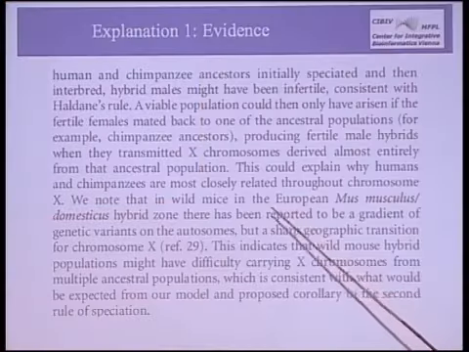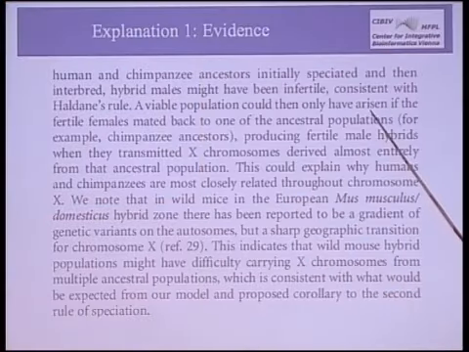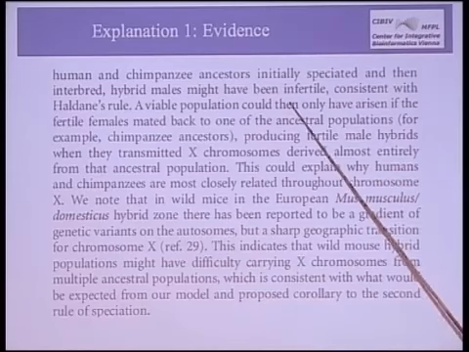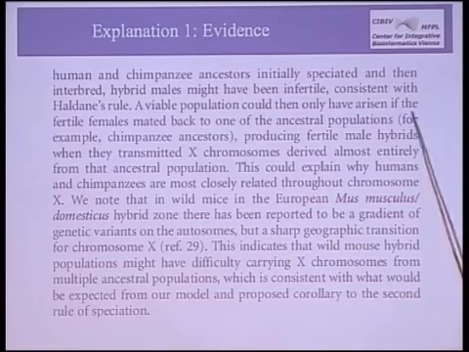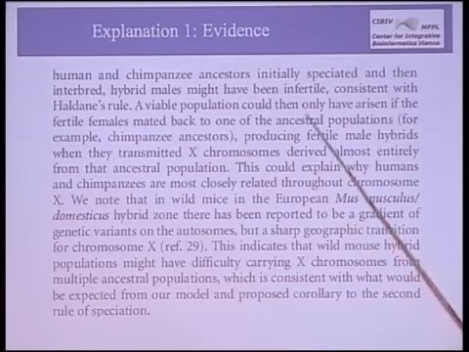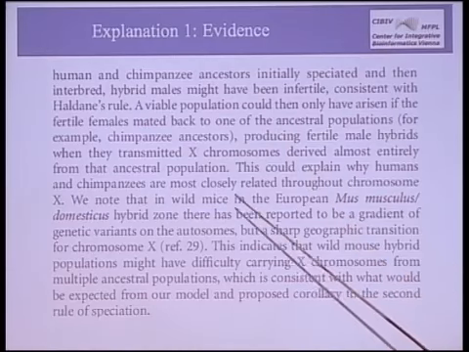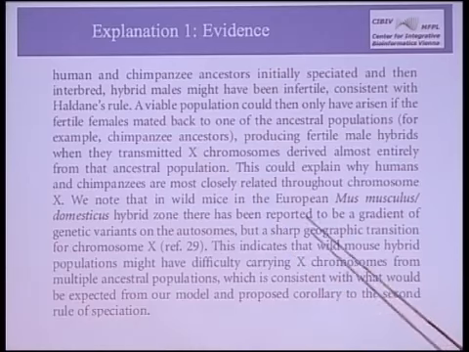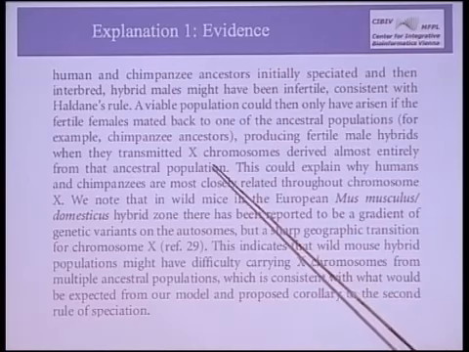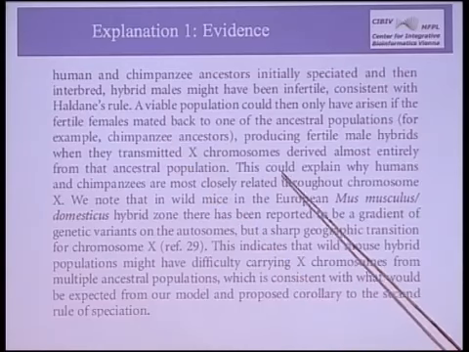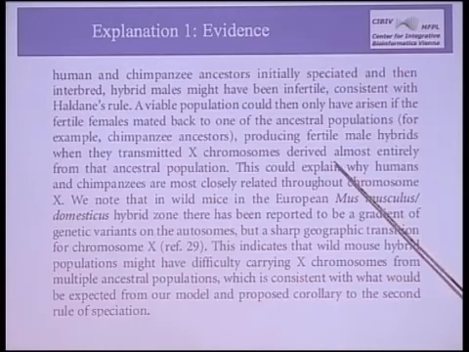Then they have to say something about infertile males. This is basically consistent with Haldane's rule. And then a viable population could only have arisen if fertile females mated back to one of the ancestral populations, for example, the chimp ancestors.